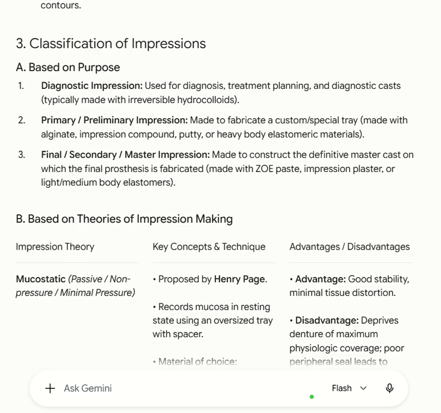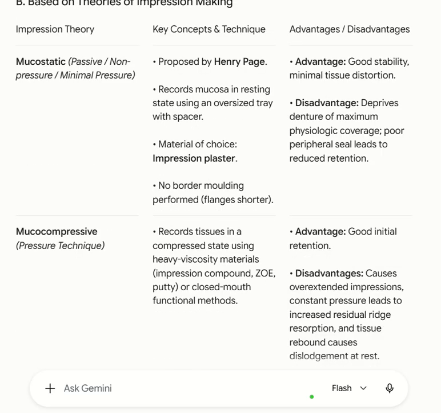Primary, preliminary impression: made to fabricate a custom, special tray, made with alginate, impression compound, putty, or heavy body elastomeric materials. Final, secondary, master impression: made to construct the definitive master cast on which the final prosthesis is fabricated, made with ZOE paste, impression plaster, or light, medium body elastomers. B. Based on theories of impression making.